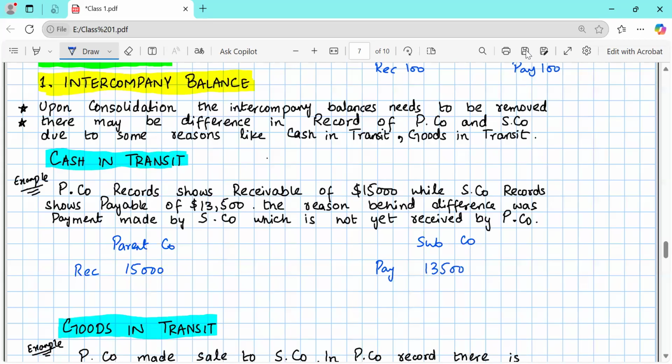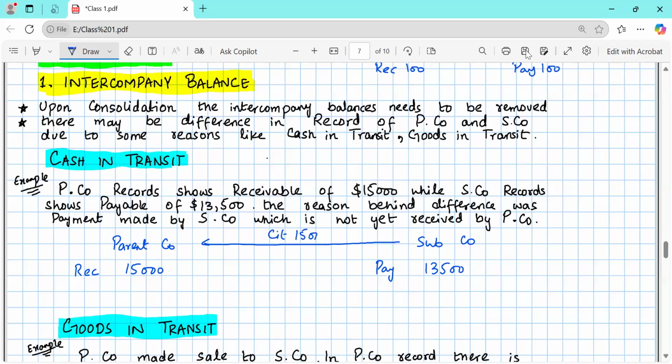The difference was payment made by S company which is not yet received by the P company. So the S company has made some payment, has sent some cash to the parent company, but the parent company has not received that cash, and because of that, the balances are different, as you can see, right? Now how will we adjust that? Now what is the difference amount? 1,500. Yes, so that is cash in transit.